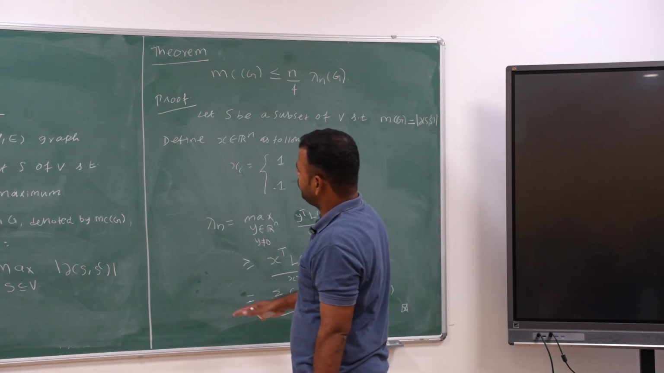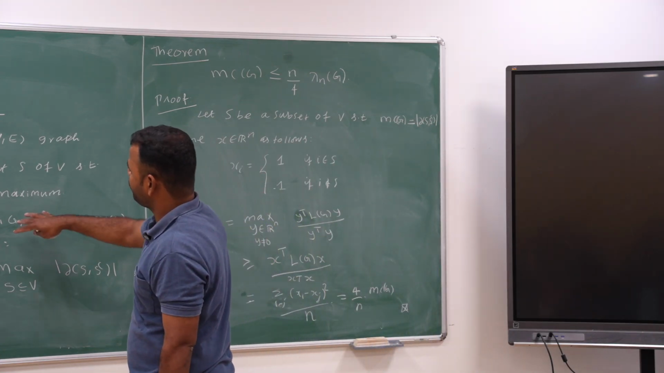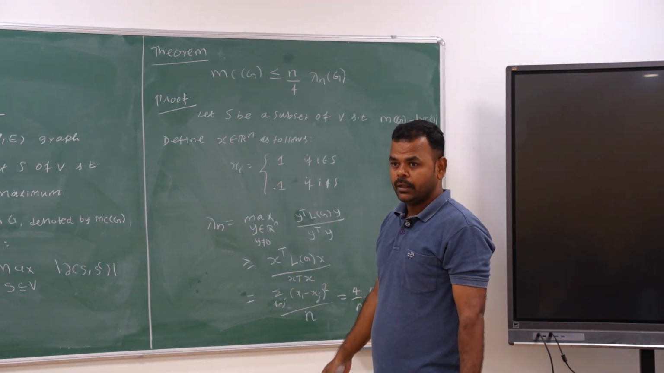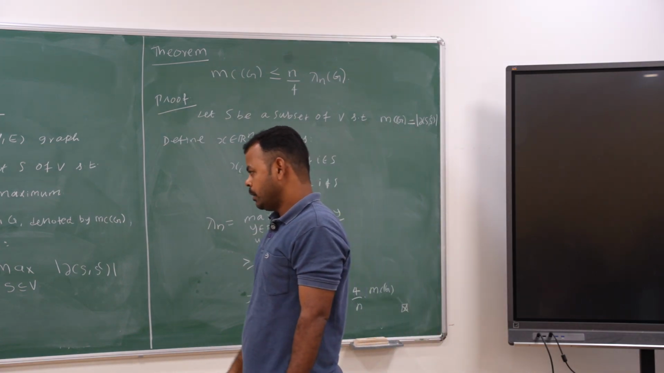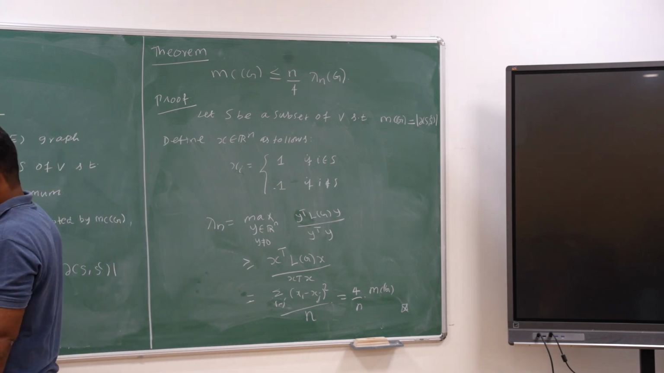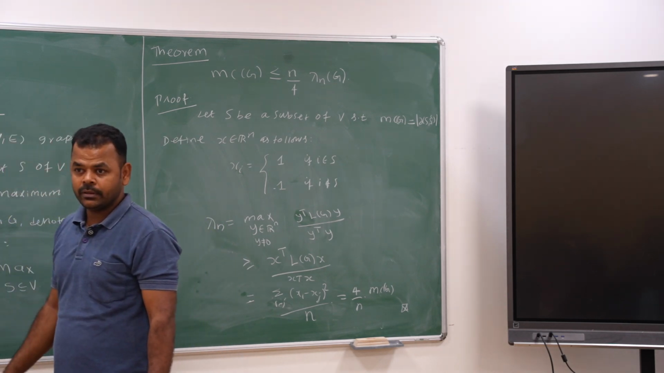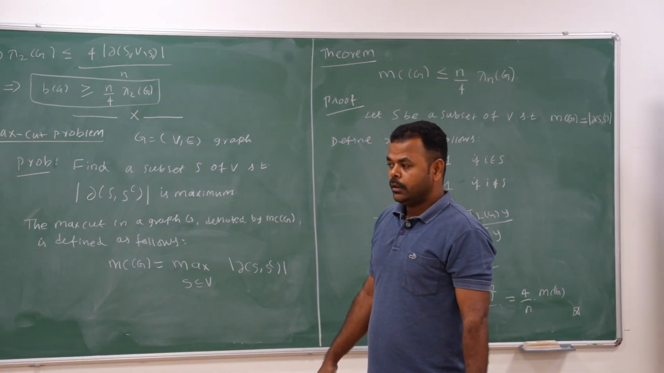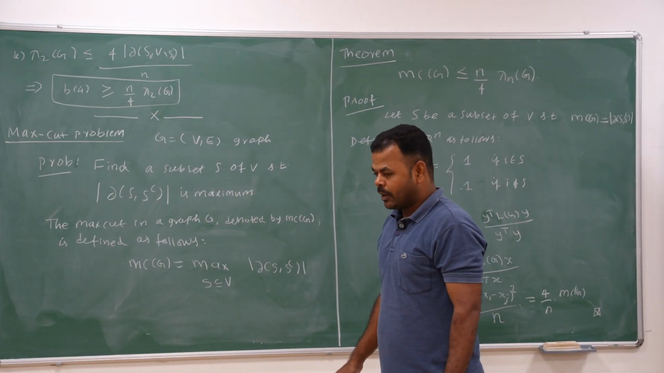So this is one way to formulate a combinatorial problem into a spectral graph theoretic problem and solve. There are many more techniques. Even one of the well-known approximation algorithms to calculate MC of G is due to Goemans and Williamson, that uses some semi-definite programming, which I am not going to discuss.